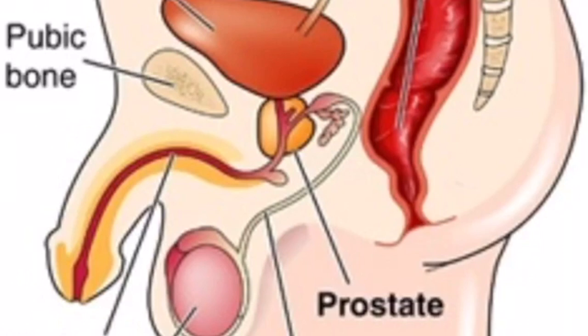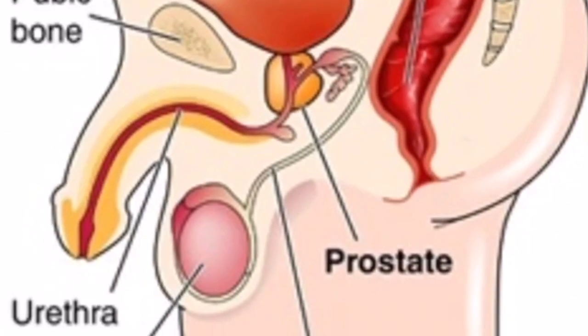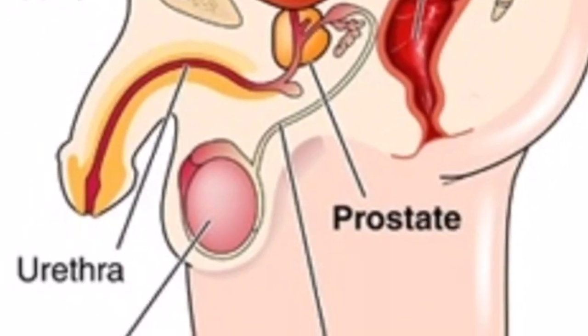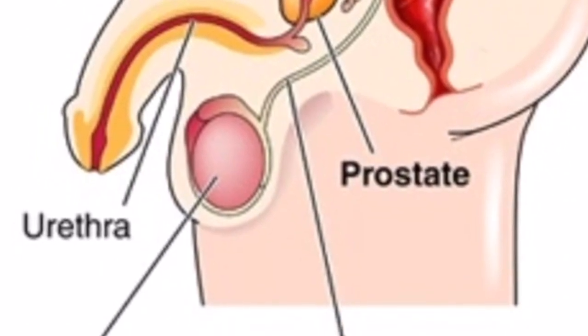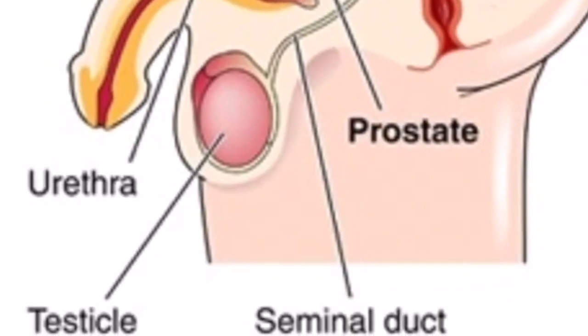The testes give off the hormone testosterone, which is a lipid, and testosterone drives the development of male reproductive tissues as well as increased muscle and bone mass and body hair growth.